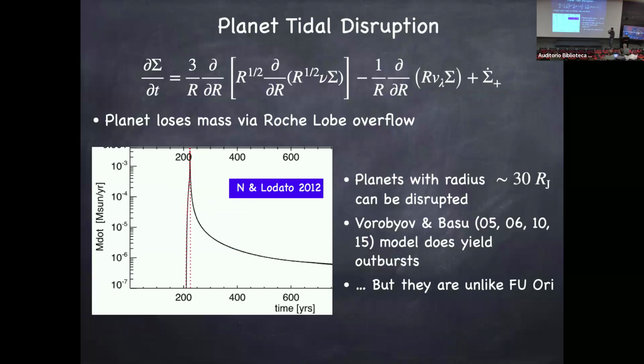We've done this with Giuseppe Lodato. What we've done is we've looked into that equation, adding the gravitational torques term and also the mass loss term from the planet. The planet loses mass here by Roche lobe overflow. So this is tidal disruption. The planet needs to be really large, 30 Jupiter radii. So there's still a clump cooling down from an initial collapse in the disk. You do get an outburst, but it's a very short, very powerful outburst, not like those we see in, right?